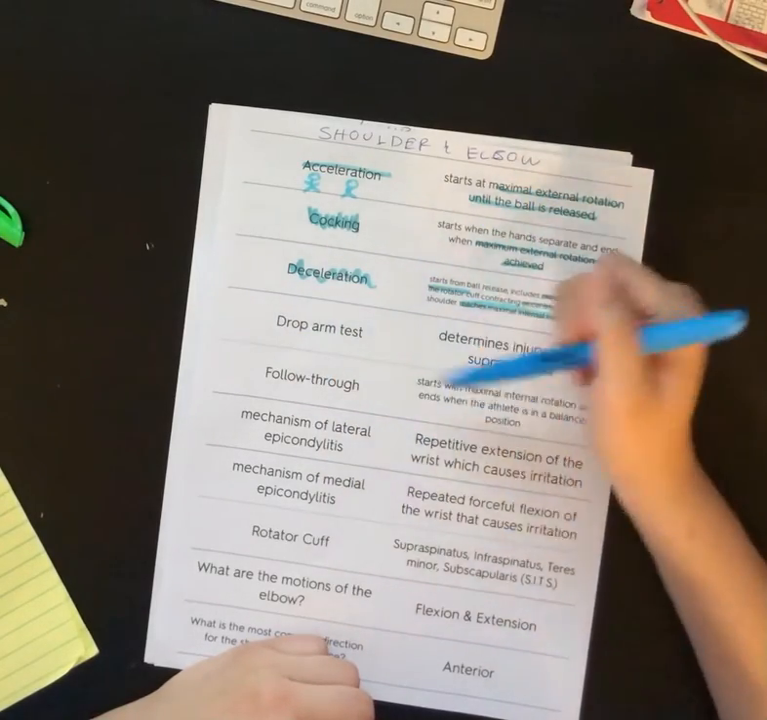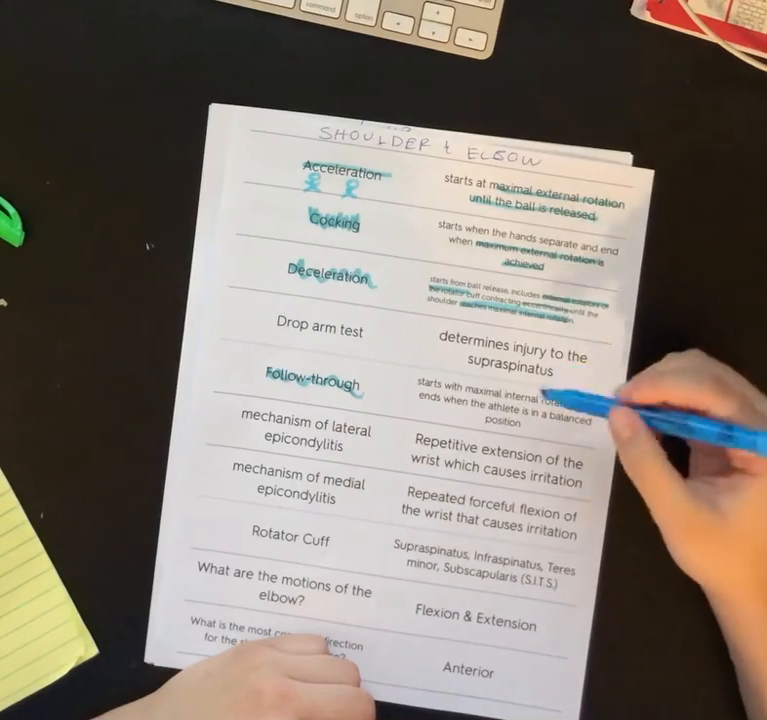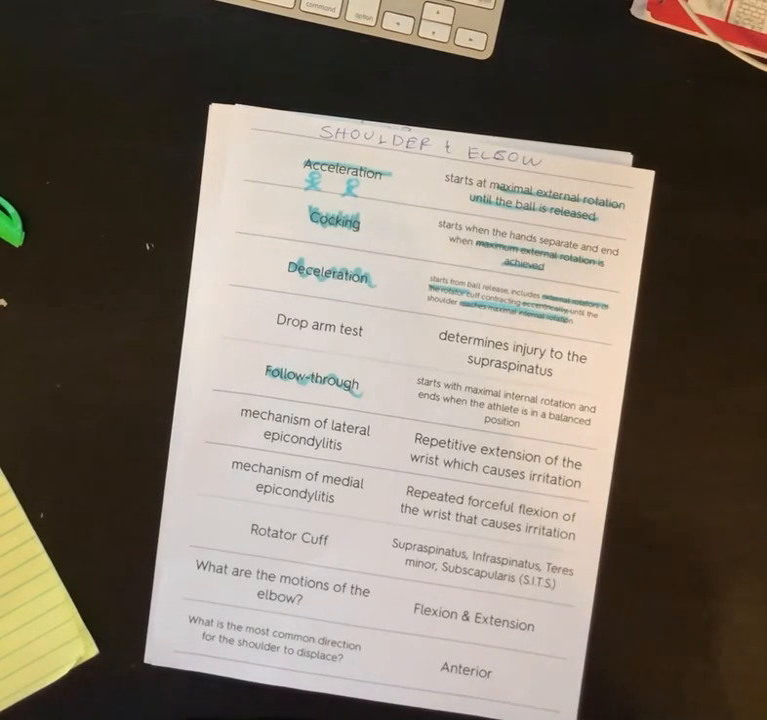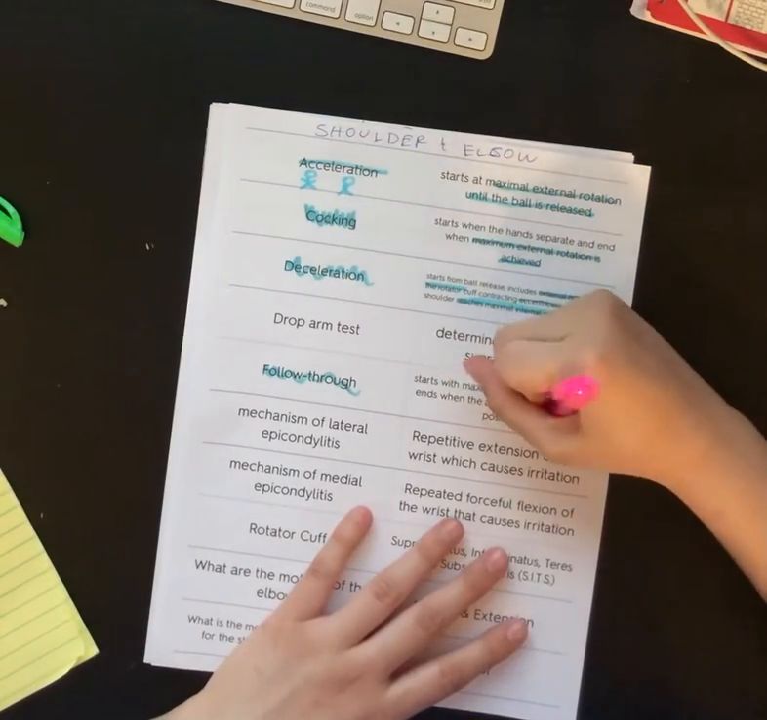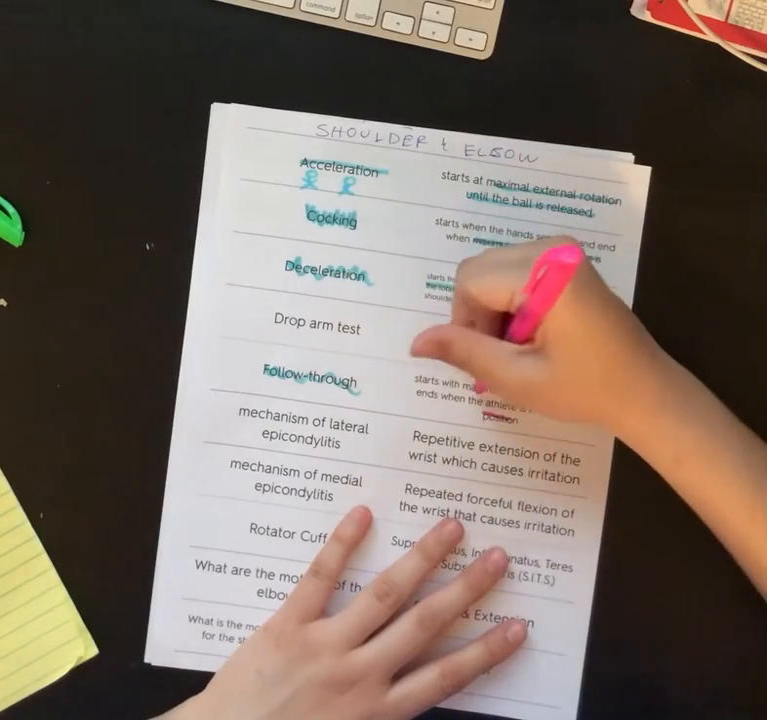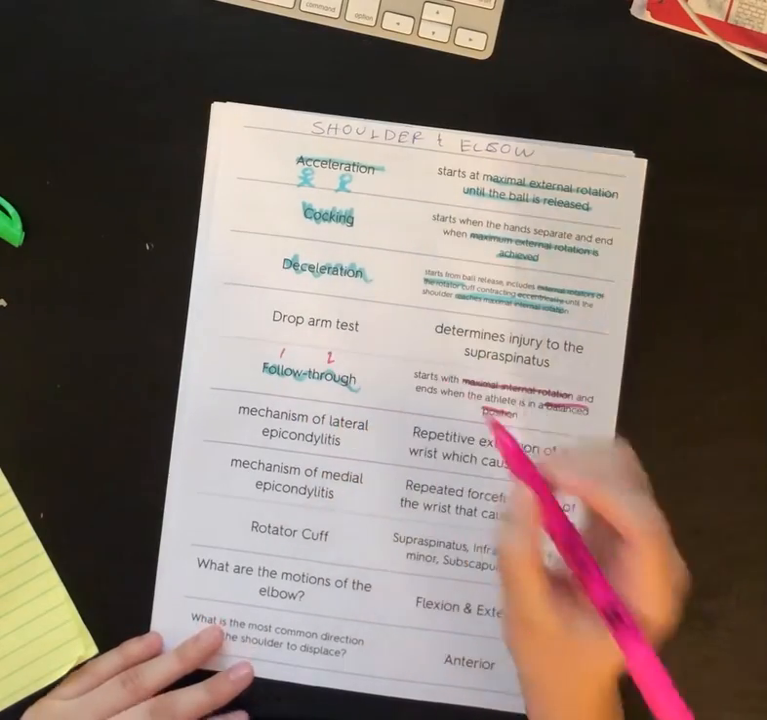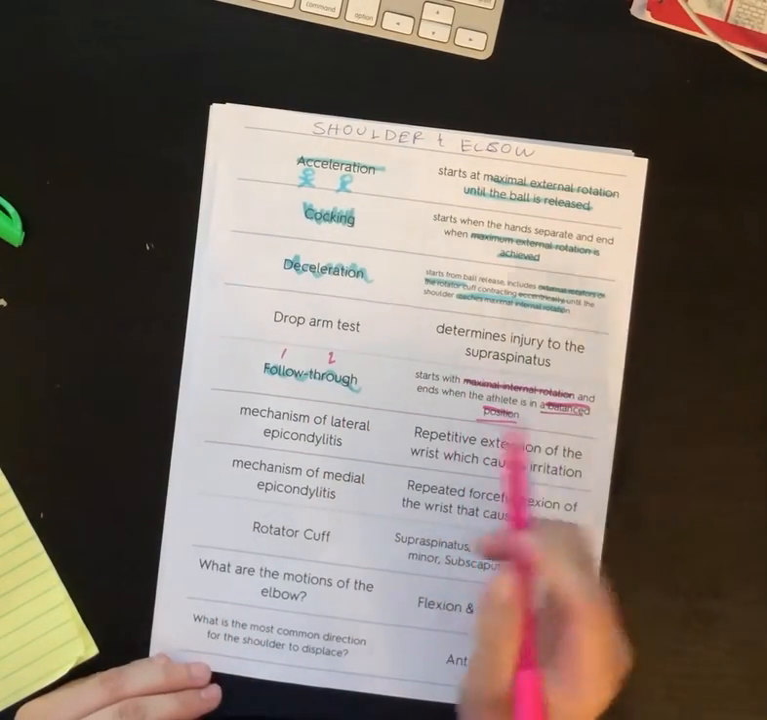Okay, I'm going to try to go through this a little faster. We're going to go through the follow through right here. It starts with maximal internal rotation and ends when the athlete is in a balanced position. So when you're looking at kids and their follow through, it starts at maximal internal rotation, and it ends when the athlete is finally back in their base position and balanced. That's their follow through right there. So I remember balanced position and maximal internal rotation. I always match that with follow through, because with a balanced position, you're through with it.